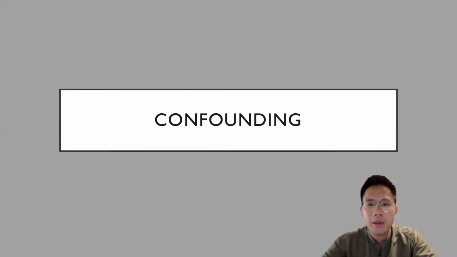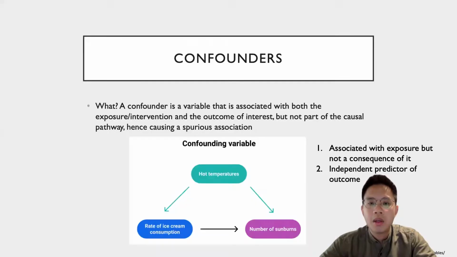Hi, in today's video, we'll be talking about confounding. Confounding is a very important EBM concept because its presence can very adversely affect the conclusions that we draw from a study. At the same time, its presence can actually be pretty subtle. Hence, if we don't look for it, we may sometimes miss it. So we'll start with defining what a confounder is.